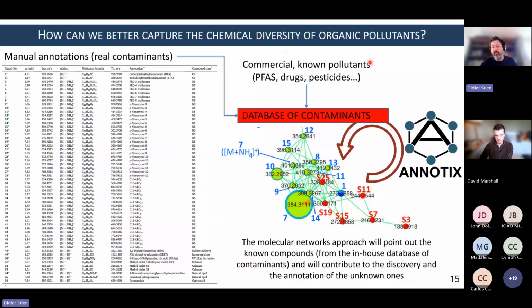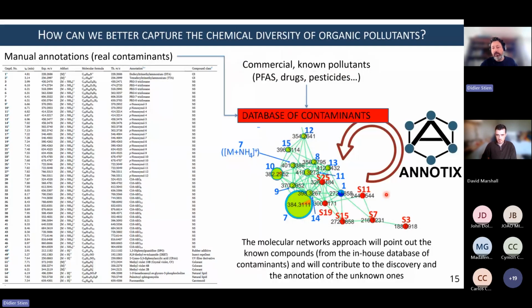We implement this database with commercially available known pollutants like PFAS, drugs, and pesticides. The idea is to build a molecular network that will point out very quickly the known compounds that we have in an environmental sample, and will also contribute to the discovery and annotation of unknown or unexpected compounds.